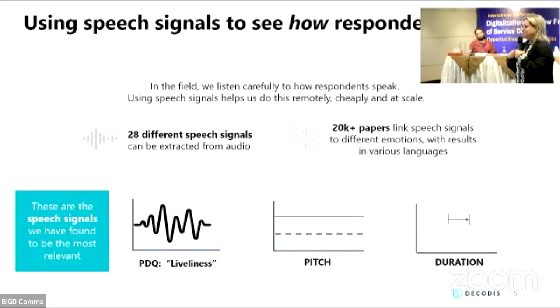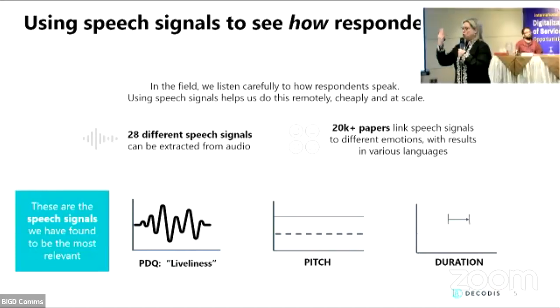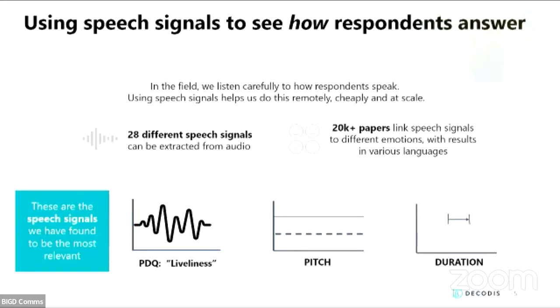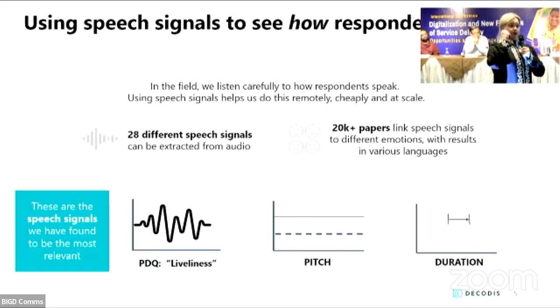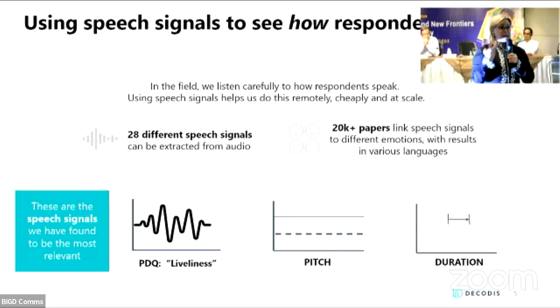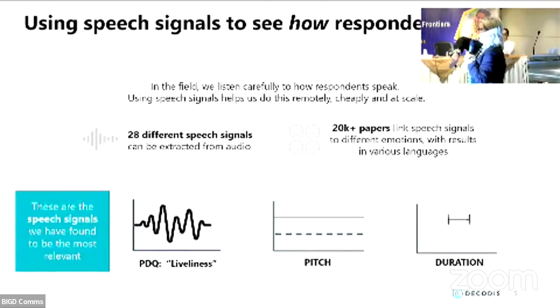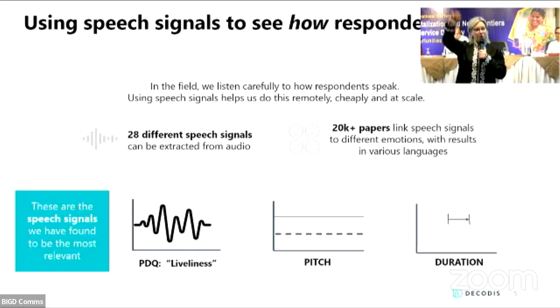Now I add a layer, Dakotas adds a layer, where we do work directly on the audio in Bangla, and we extract speech signals. Now, those speech signals might be the pitch, if somebody's voice is very high or very low, intensity, which is loudness, and then what we might call PDQ, which is liveliness, the pitch going up and down.